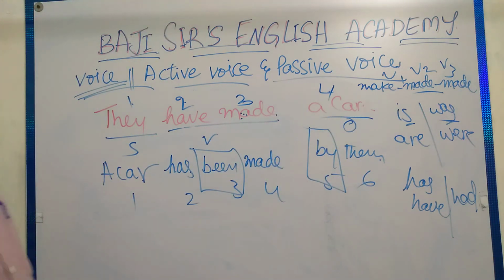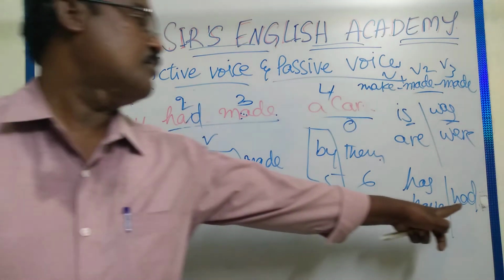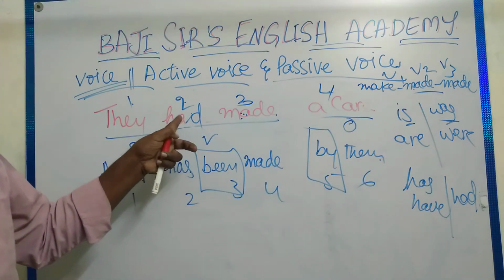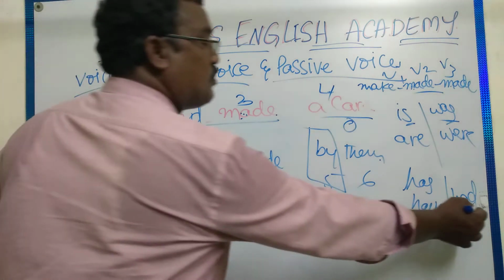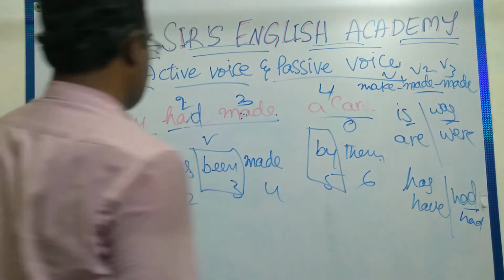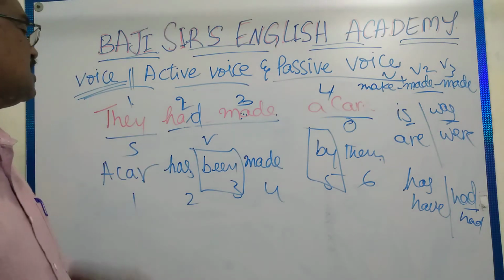My dear friends, now you see here, past perfect tense. Had. Only the past have form we have to change. They had made a car. Now see here, a car had, past tense. Had only. So singular and plural have the same have form.